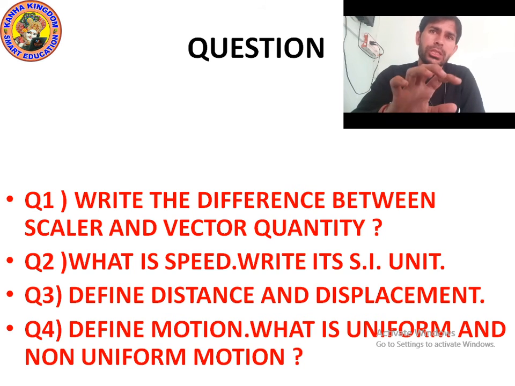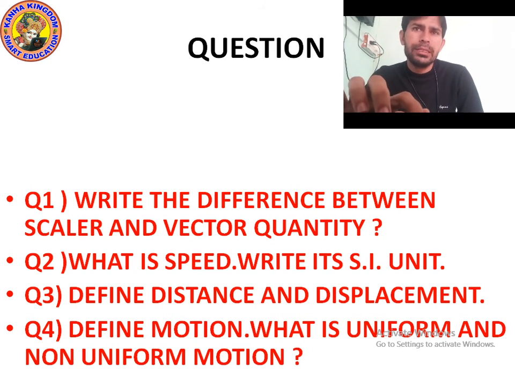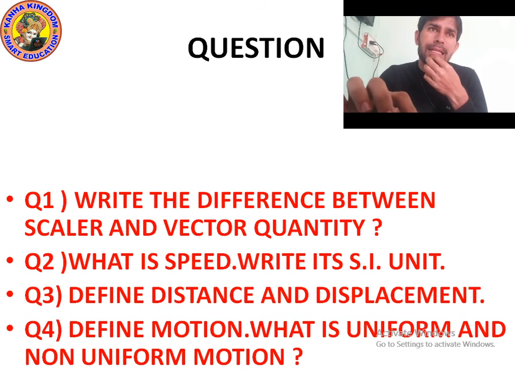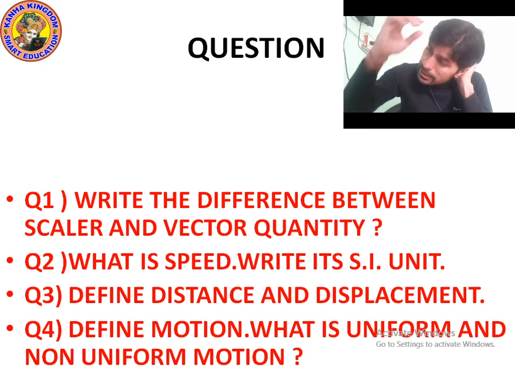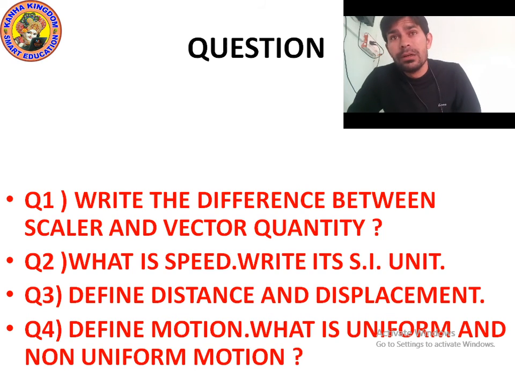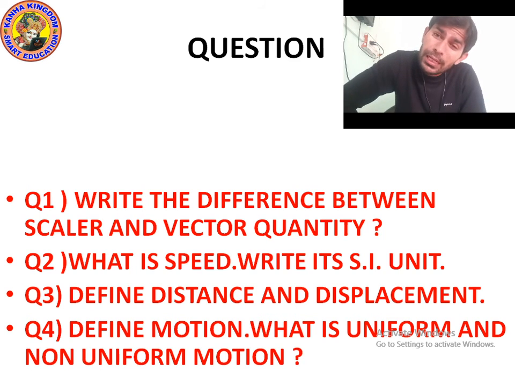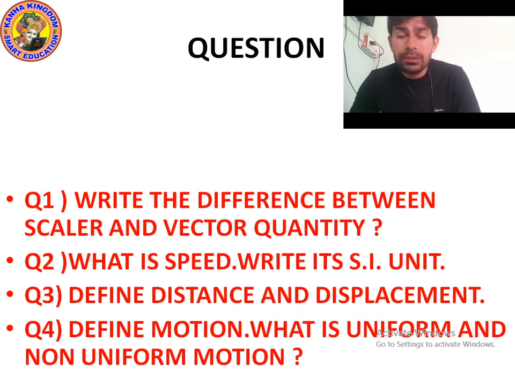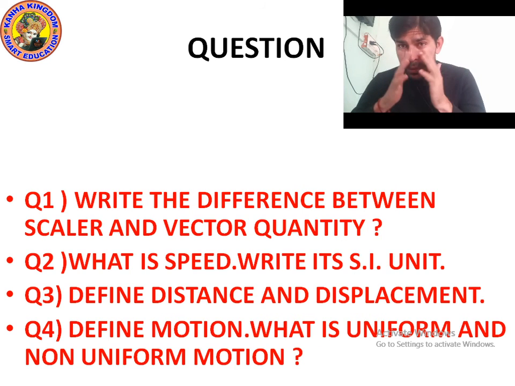And next, question number 3. Question number 3 is: define distance and displacement. What is distance? What is displacement? You know, distance is the total length of the path. Distance is a scalar quantity. And what is the SI unit of distance? Meter. So it is the total length of the path traveled by a body between 2 points.